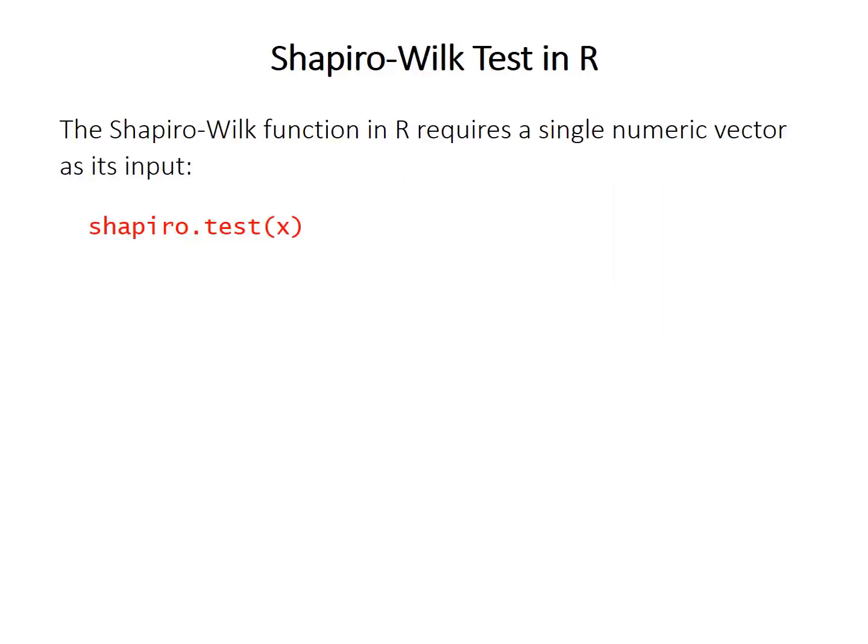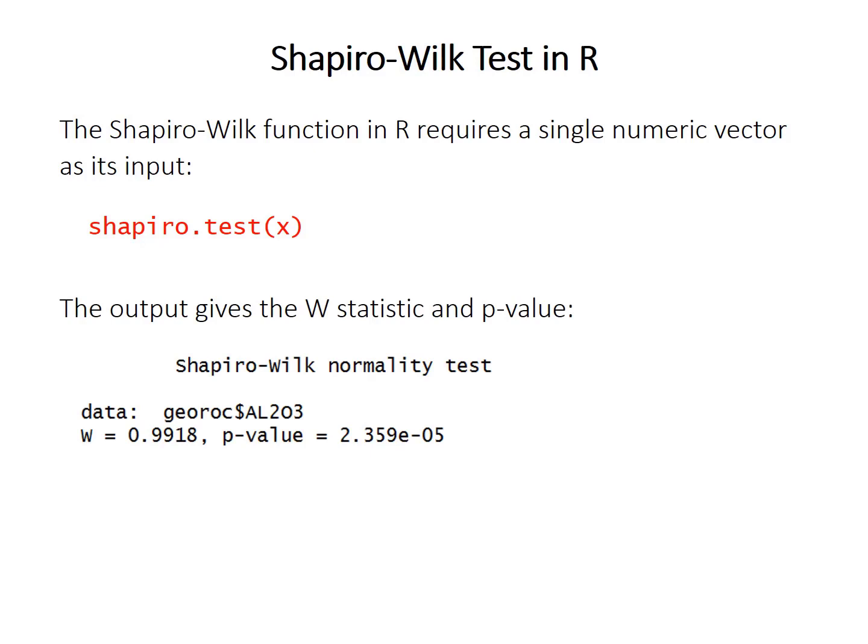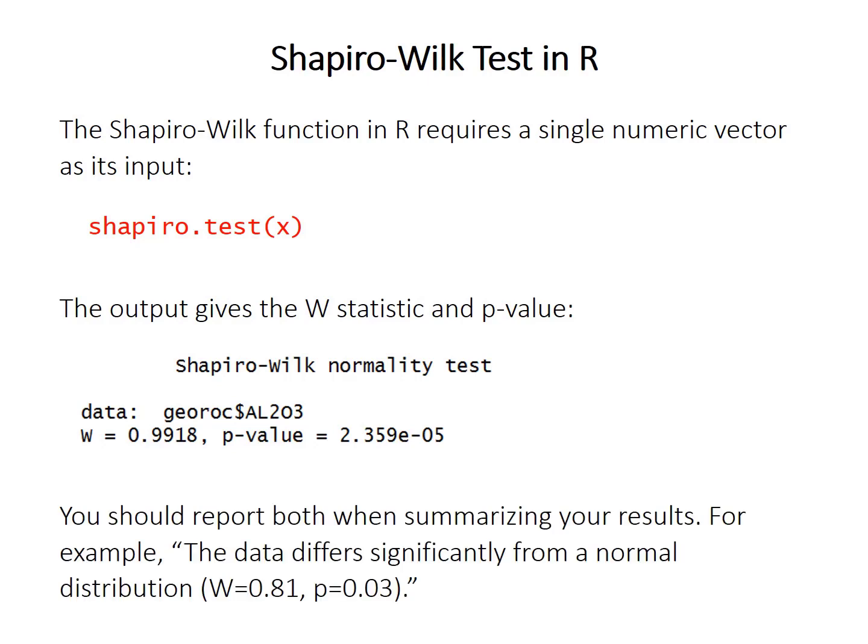The Shapiro-Wilk test function in R, shapiro.test, is about as simple as R functions get. You just provide it a single numeric vector as the one argument, called x here. The output is also pretty minimal. It just gives you the test name, the W statistic, and the p-value, and you should report both of those values when summarizing your results. Actually, although I didn't do it here, you should list the test that you did because there are several different tests for normality. So make sure to also mention that you performed a Shapiro-Wilk test.